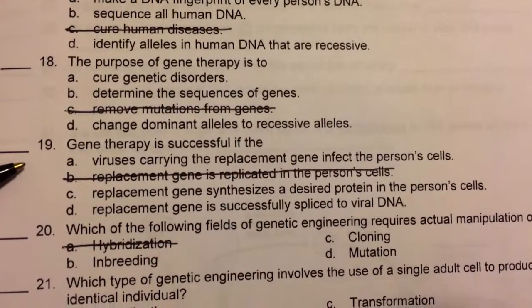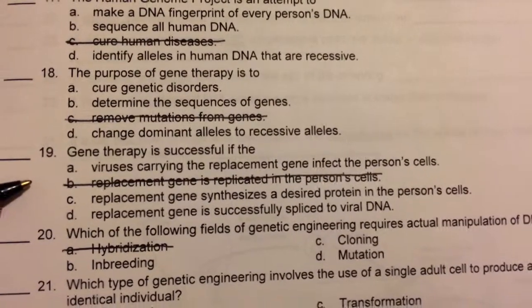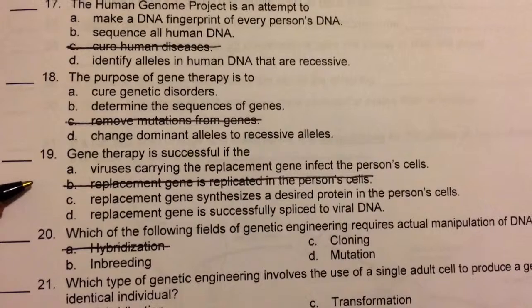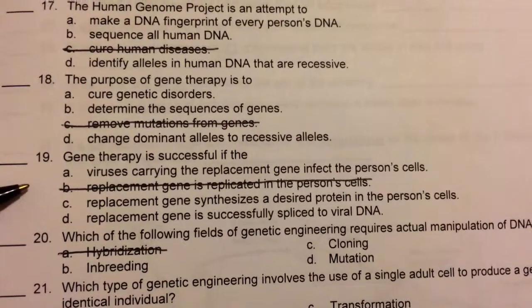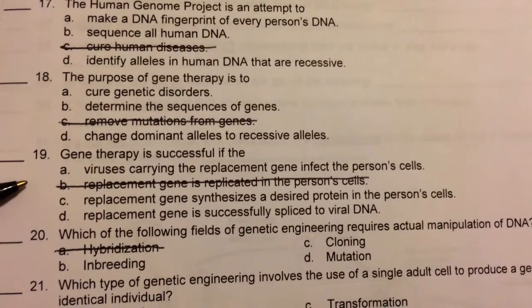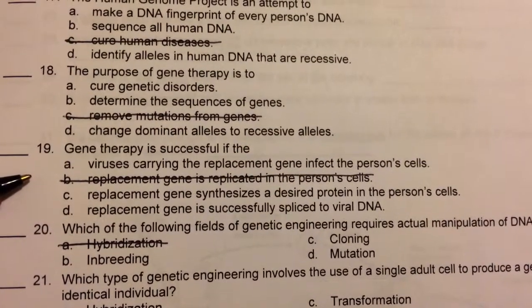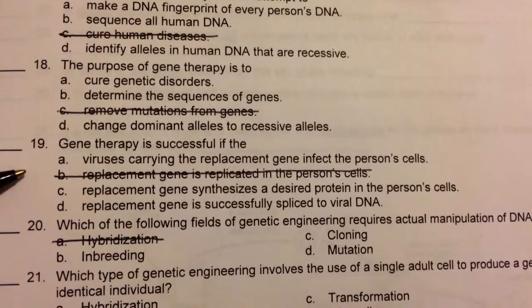Number 19. Gene therapy is successful if A, the viruses carrying the replacement gene infect the person's cells, C, if the replacement gene synthesizes a desired protein in the person's cells, or D, if the replacement gene is successfully spliced to viral DNA.